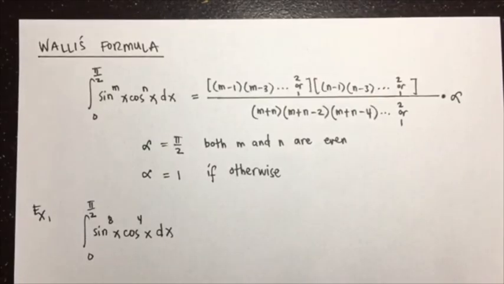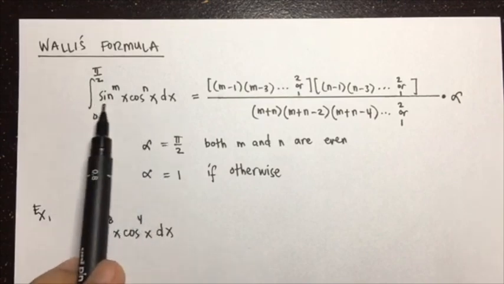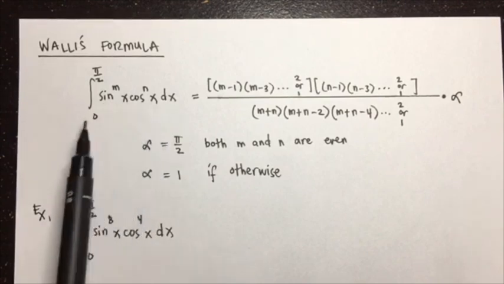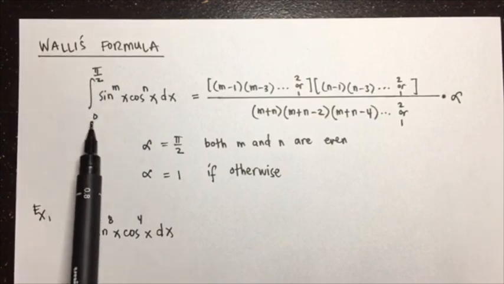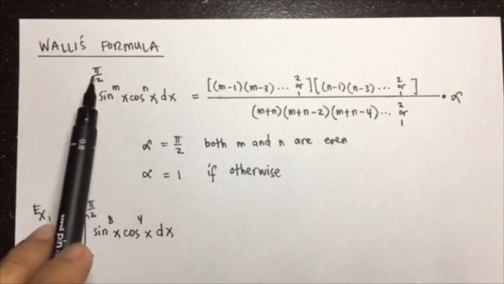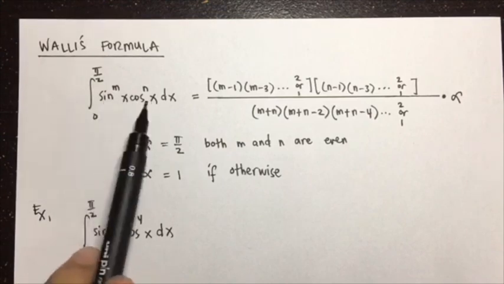Okay, so before we proceed with examples for area, let us first take a look at Wallis formula, so that we can evaluate the integrals more easily later. Wallis formula works if we have this form: a product of powers of sine and cosine, where the limit is from 0 to pi over 2. It only works if the limit is from 0 to pi over 2, and the integrand consists solely of powers of sines and cosines.